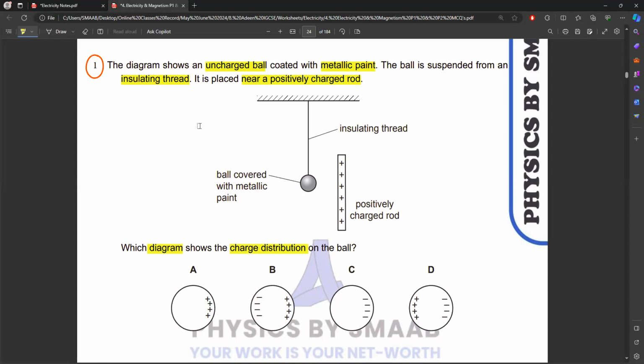D. Option D, right. So negative charges will shift towards the right hand side because there is a positive charge. They will be attracted towards the positive. So negative will be on the right hand side and positive will be on the left hand side.